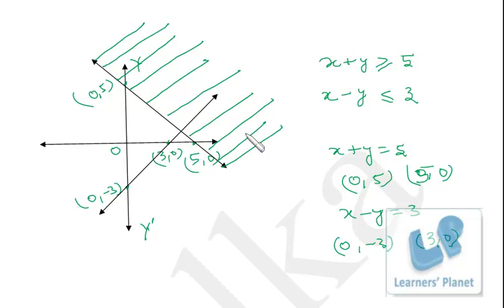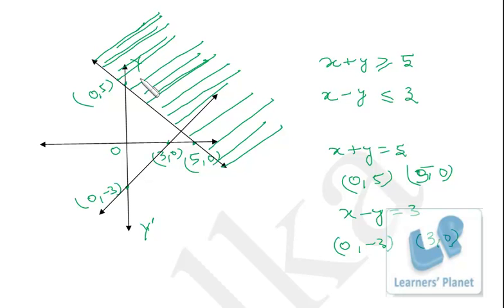This entire region above this line will show x plus y greater than 5, and this line is x plus y equal to 5. So inclusive of this line, the right hand side region will show x plus y is greater than or equal to 5, right? So this is the region.